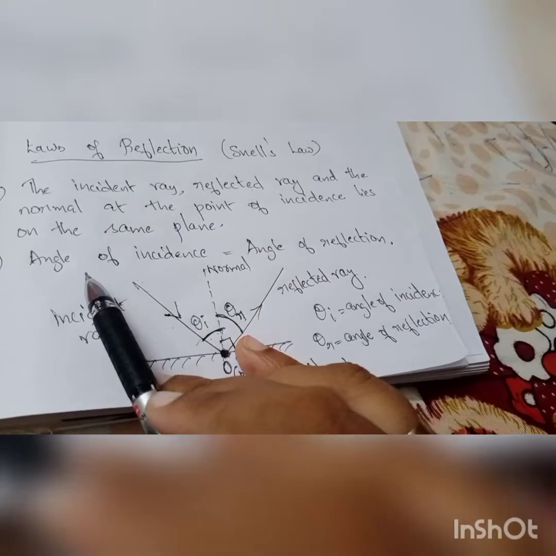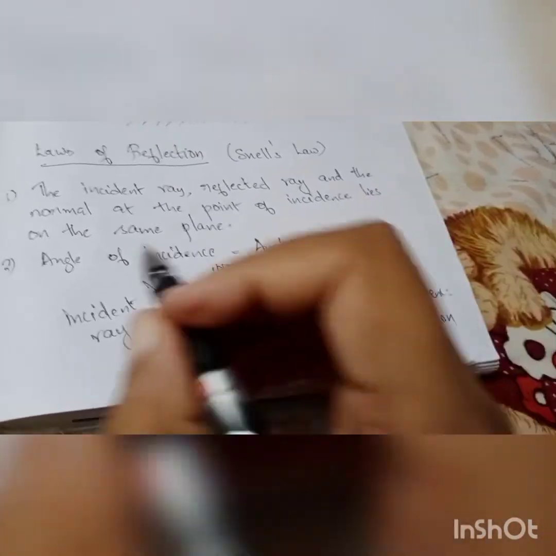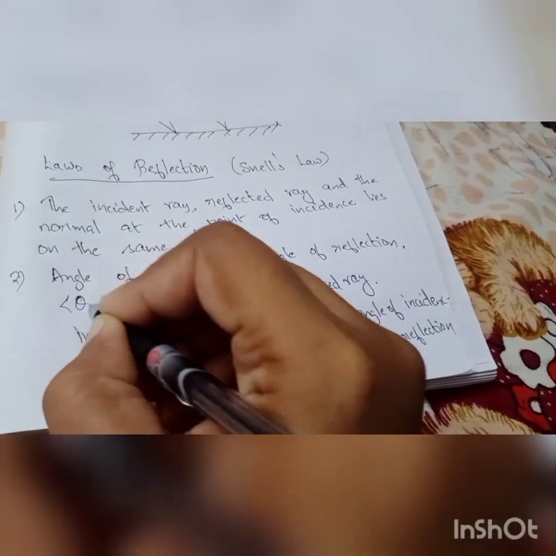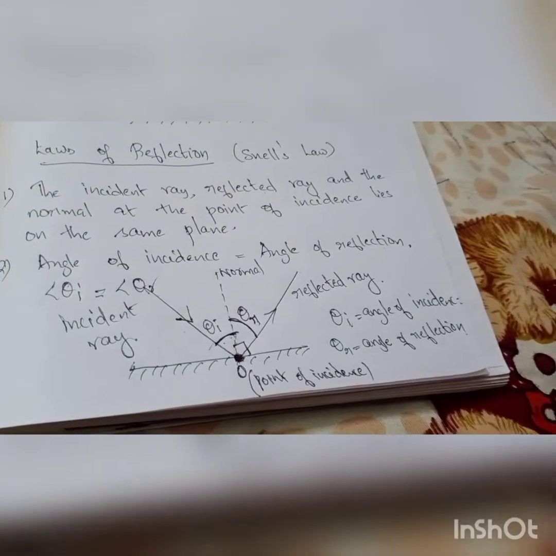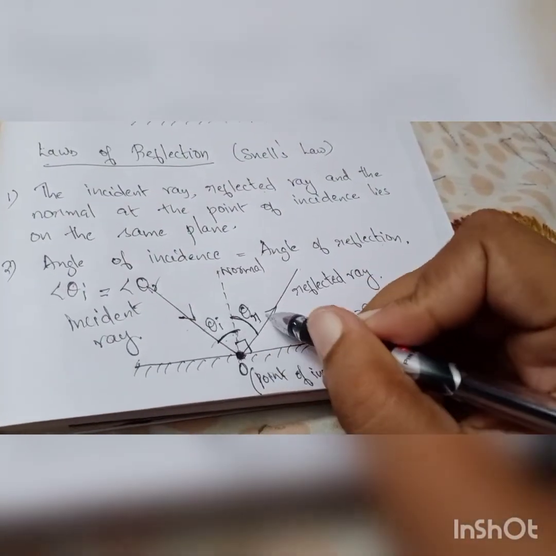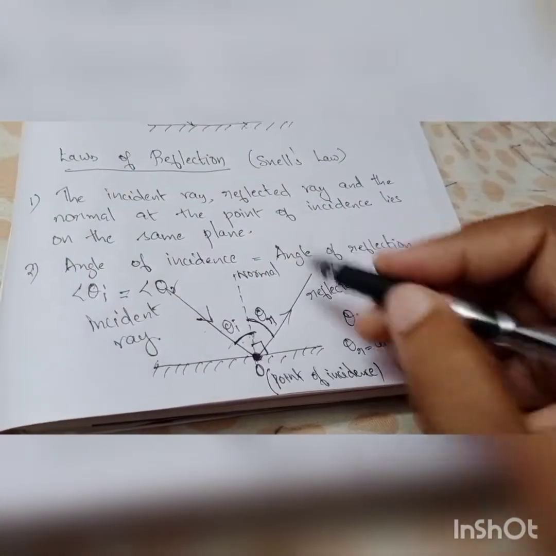The second law states that the angle of incidence will be equal to the angle of reflection. So what does that mean? The angle theta I will always be equal to the angle theta R. This angle and this angle will always be equal. Okay, so those are the two laws of reflection.